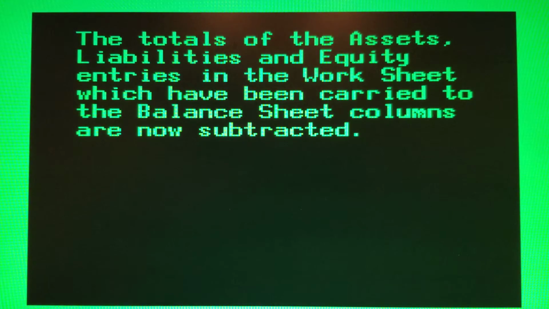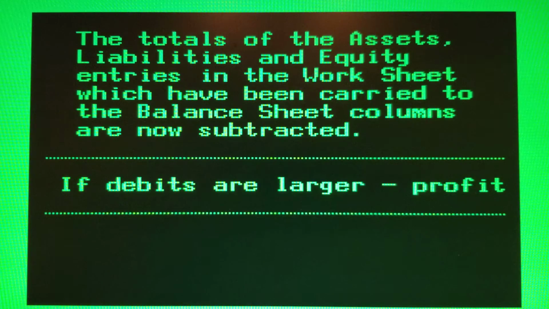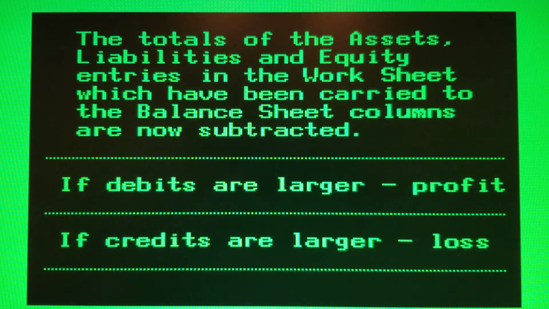The totals of the assets, liabilities, and permanent equity entries in the worksheet which have been carried to the balance sheet columns are now subtracted. If the debts are larger, there's a profit. If credits are larger, a loss. Notice which items are debits and which are entered as credits.